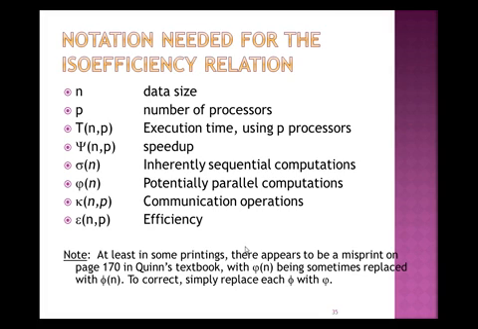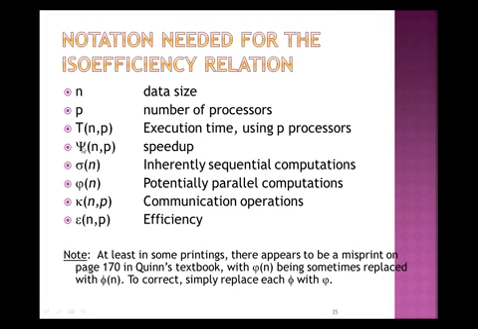Then what are the notations that are used in Amdahl's law? This is n, that is your data size, that is your variable. Then p, that is your number of processors. Processors means the number of CPUs. Then T(n,p), that is the execution time using p processors. The number of processors is p.